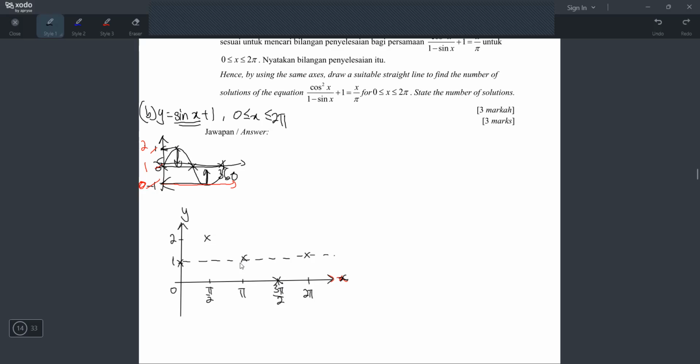And now it's time to join all the points like this. Okay, just join it. Freehand, cannot use ruler. And then just write y equals sine x plus 1, and then you get full marks for the sketch, right?